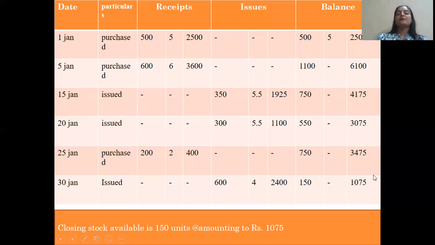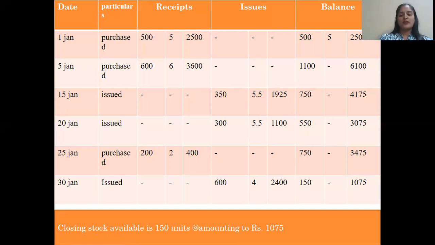Now you need to calculate the closing stock. Immediately after the last balance, you are supposed to go for the closing stock. Closing stock is available at 150 units, amounted to rupees 1075. This is what you need to write. Now, I hope you all understood the simple average method.